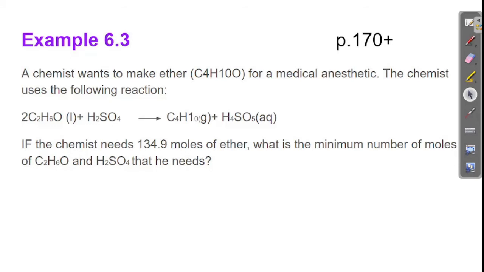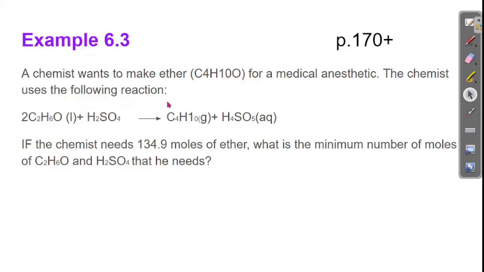Let's see. A chemist wants to make either... Did I copy that right? This is a 10 right here. This is a 10, and that's the oxygen. Okay. So it's trying to make a medical anesthetic, and here's the formula.